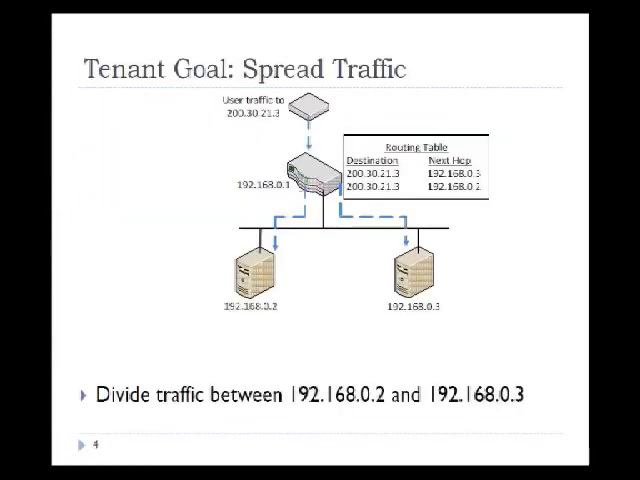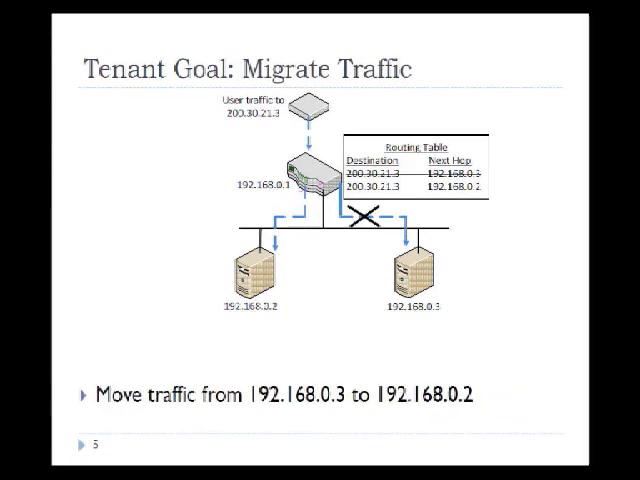Here you have incoming traffic going to a router, and your goal is to spread the traffic between two servers at 192.168.0.2 and .3. A second goal is to migrate traffic. So instead of spreading it, you want to move the traffic from one server to another. Currently, the way you would perform these changes is as follows.